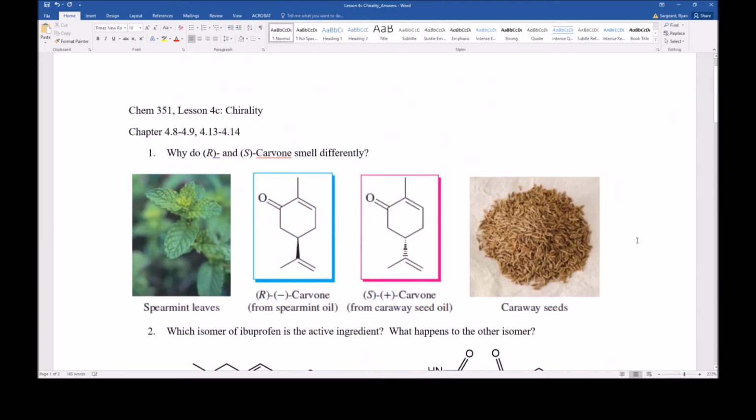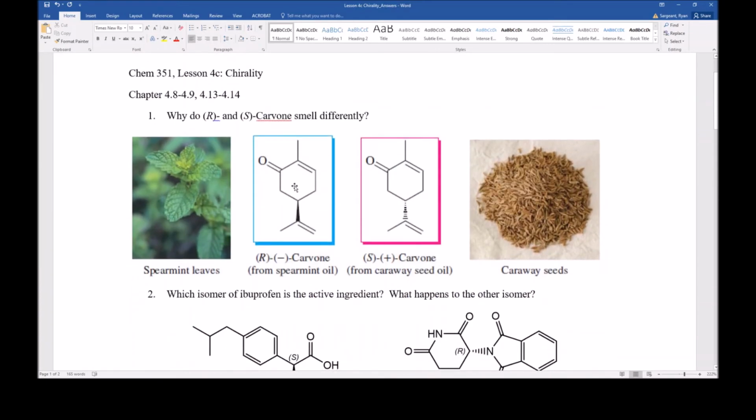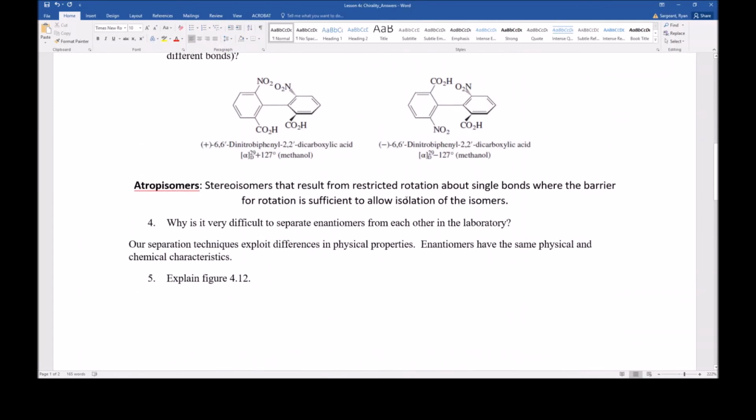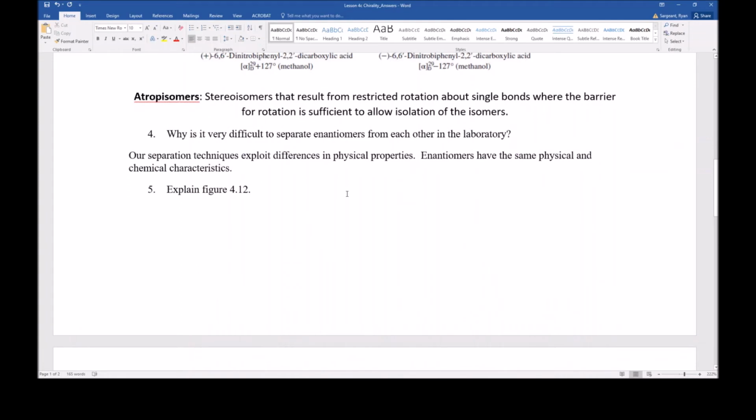If you set fire to carvone, that's a chemical change, and you measure the heat of combustion, you're going to get the same products and the same heat of combustion when you set fire to its enantiomer. So they have the same chemical and physical properties. And so this makes them very difficult to separate. The only way that they differ is based on their three-dimensional structure.